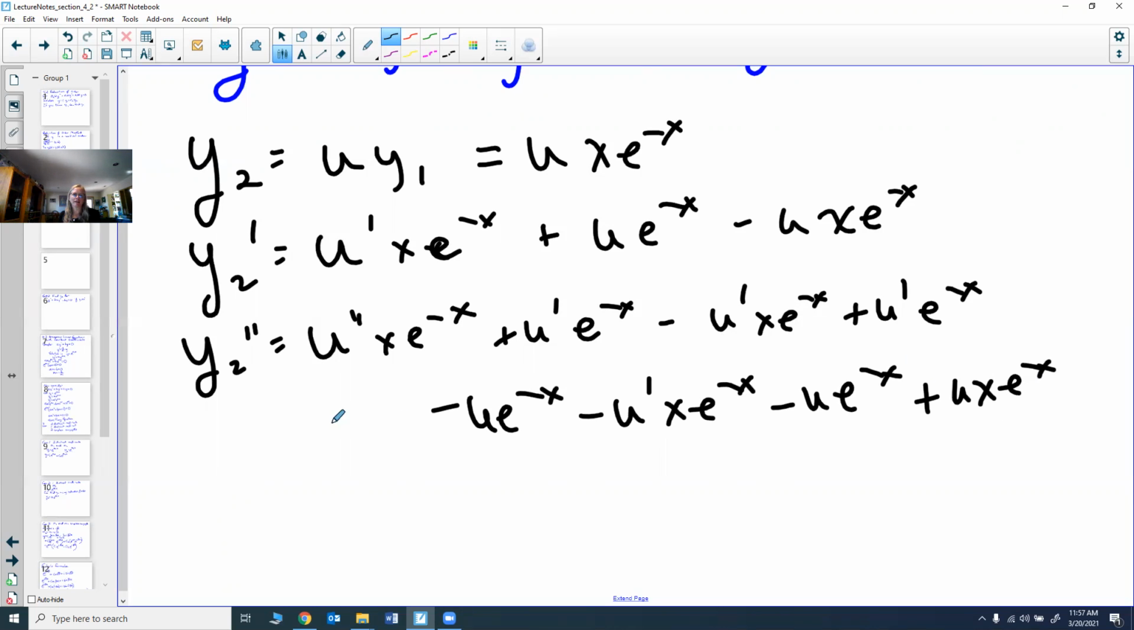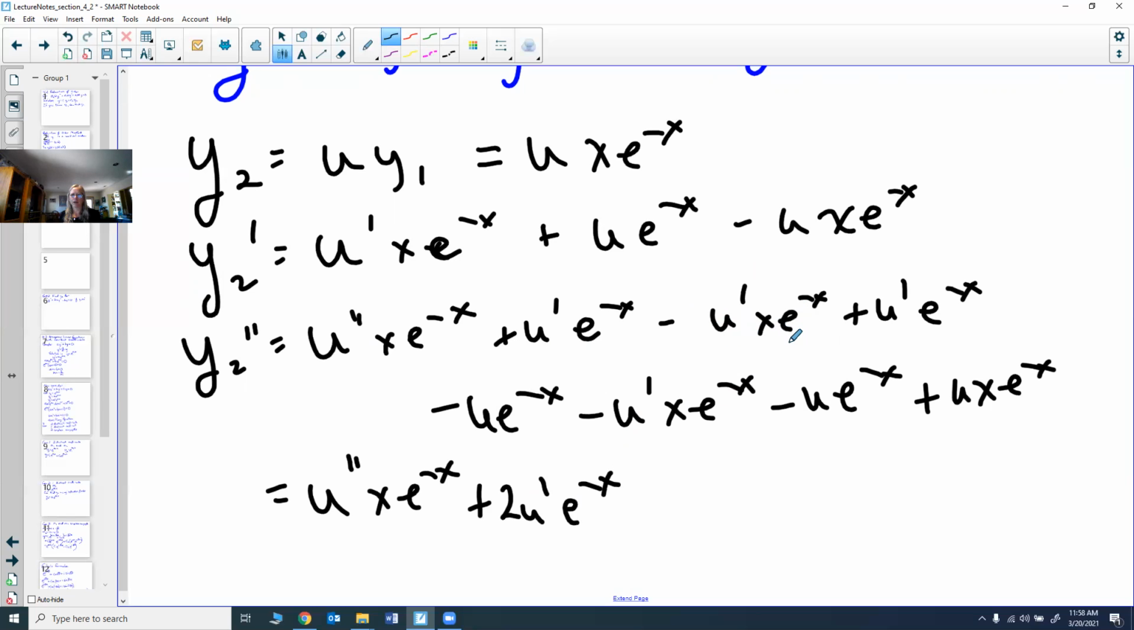So let's see if we can combine some terms here, see if we can't get this to look a little bit nicer than it does right now. So we've got a u double prime x e to the minus x. That has no like terms. We have a u prime e to the minus x, and we have another u prime e to the minus x. That's it. So we have two of those, so we have a 2u prime e to the minus x.